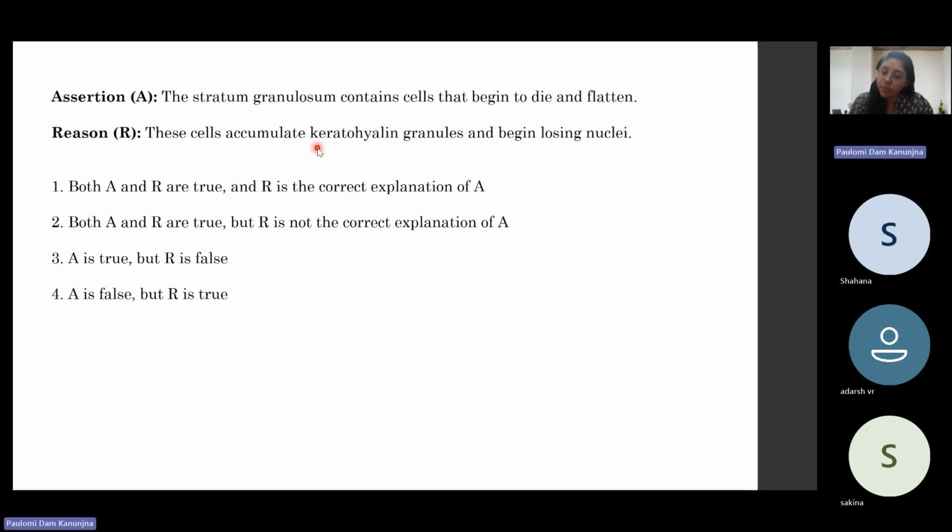My suggestion would be to try to remember these different layers of epidermis because they have specific functions. So you say one. Anyone else have other answers to give? Or no? Okay. All right. The answer here is one, which means both of them are correct and the second is the correct explanation of the first. Your stratum granulosum does have cells that begin to die, and they die because they accumulate keratohyalin granules and start losing nuclei. So they die and flatten out, and that's your granulosum layer, which is flattened.